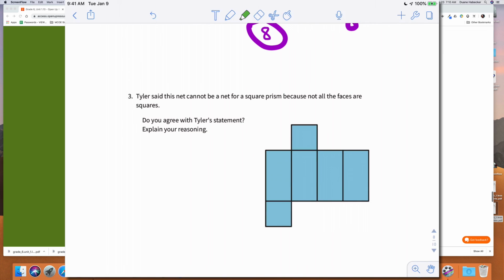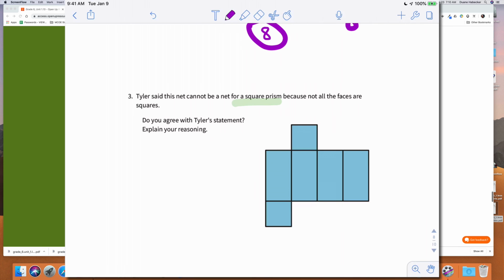So number 3, Tyler said this net cannot be a net for a square prism, because not all the faces are squares. Do you agree? Yes, we agree. If it's a square prism, it's got to be, well, no. Cube, square, rectangular prism. No, I'm going to go with square. I'm going to agree with Tyler.